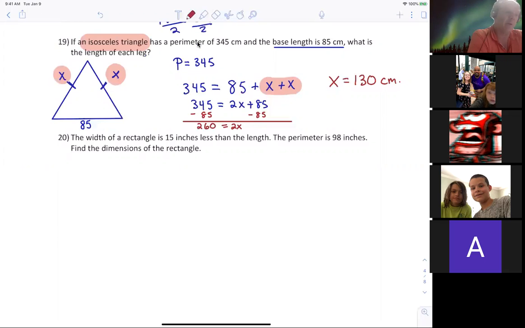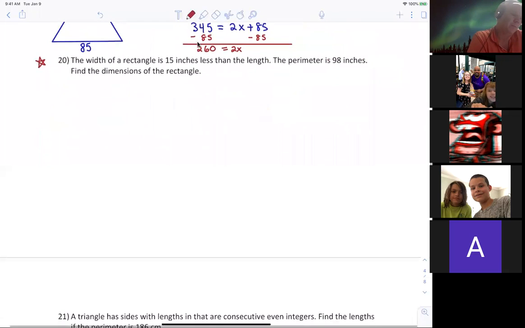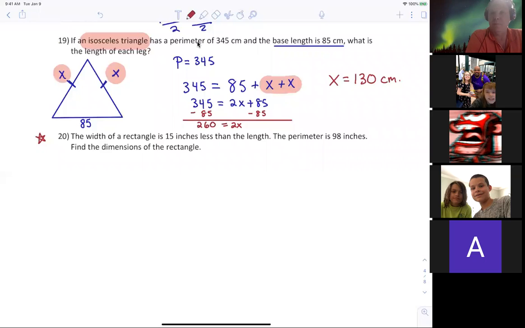All right, everybody put a star by number 20. It's getting a little bit harder now. Okay, thank you. You're welcome. Okay, so here we go, guys.